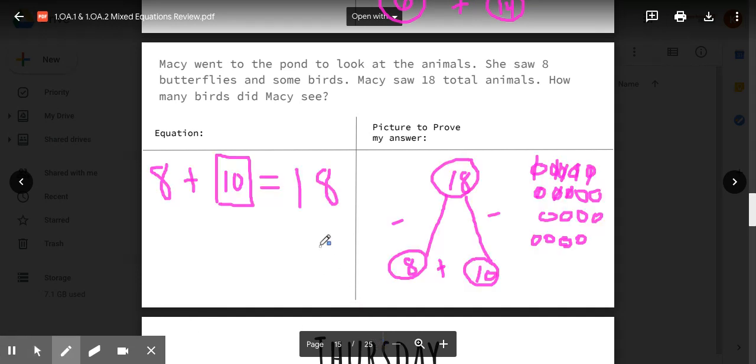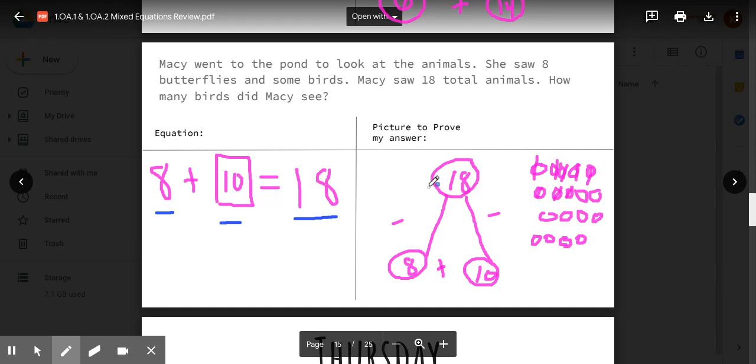Alrighty, so if your equation looks like mine, you are correct. Macy went to the pond to look at the animals. She saw 8 butterflies and some birds. So the sum should have been your missing part. And Macy saw a total of 18 animals. So 8 butterflies plus some birds, and she saw 18 animals total.